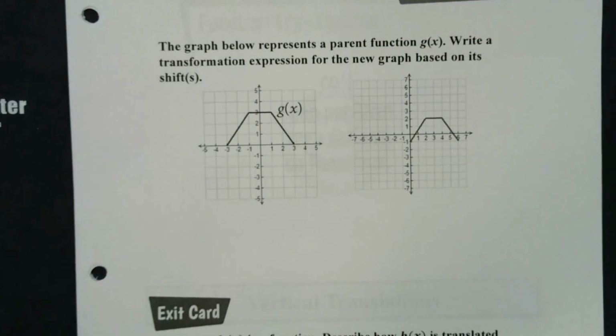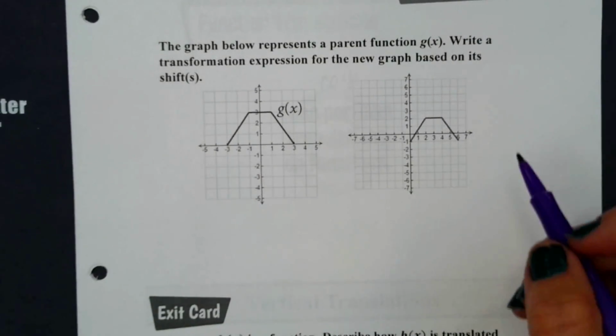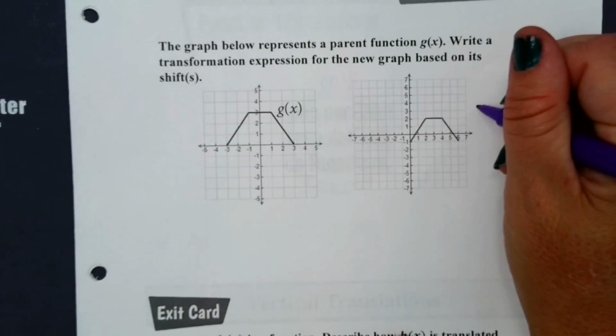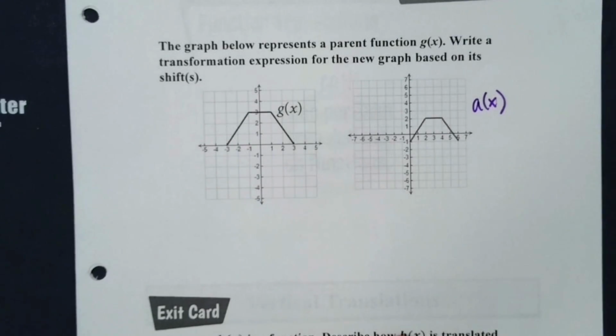The graph represents the parent function g of x. Write a transformation expression for the new graph for its shift. So we're going to shift it. We're going to call this a of x.